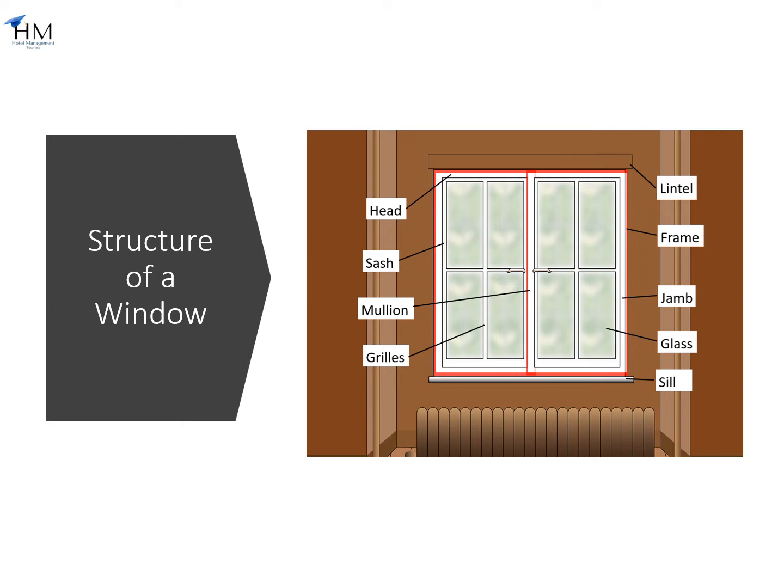Grills. Grills provide protection to the window panes as well as the resident. Mullion. Mullions are the broad strips of wood or metal which divide the window pane. Sash. Sashes are the narrow strips of wood and metal which further divide the window pane. Head. Head is the raised part of the frame.